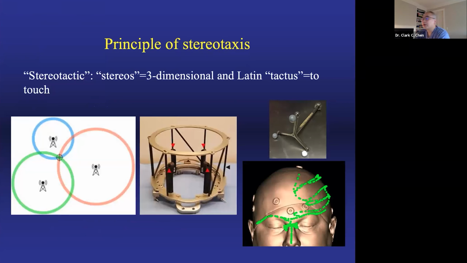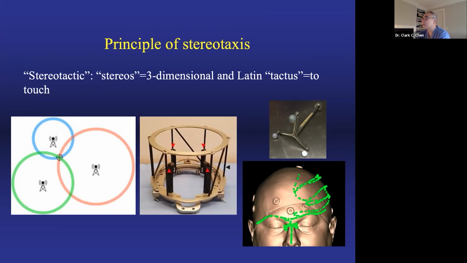So, as all of us know, stereotaxis is a mathematical calculation based on the principle of triangulation. That is, if you know a particular lesion relative to other known geographic locations or geometric locations, you could pinpoint precisely where that lesion is.